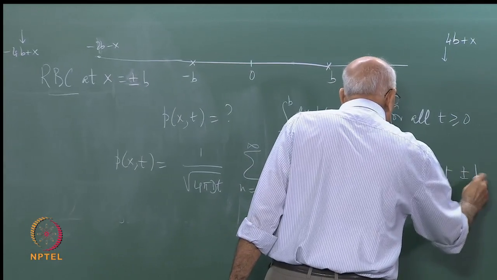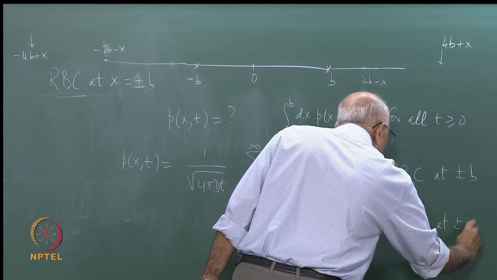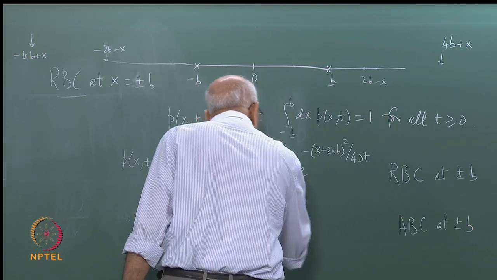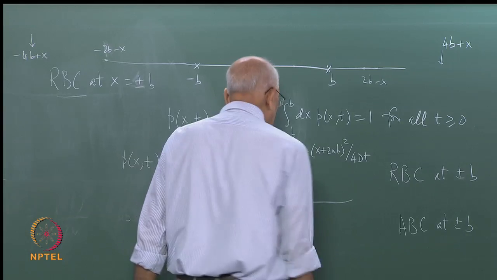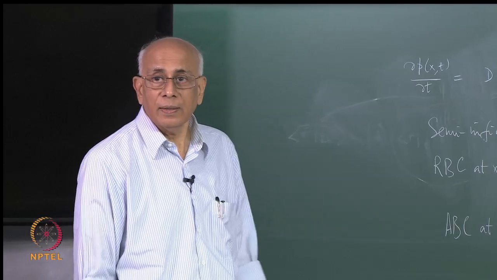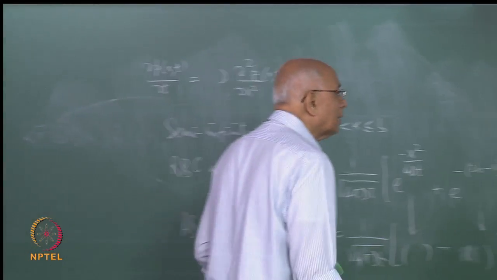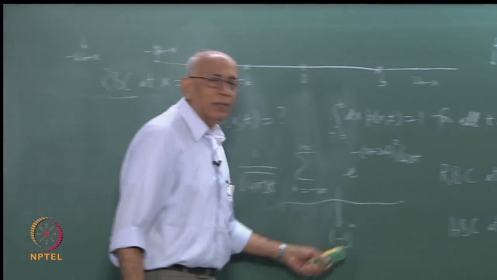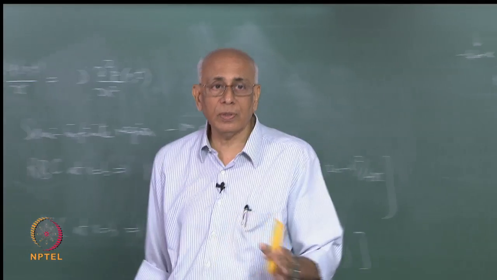And if you have absorbing boundary conditions at plus or minus b, it is exactly the same formula except that there would be a minus 1 to the power n here, where n identifies the number of reflections, okay. So every time you reflect you put a minus sign there, and that is it, nothing else changes. But just that single minus 1 to the power n introduces a very different kind of solution altogether. It is a very different solution.